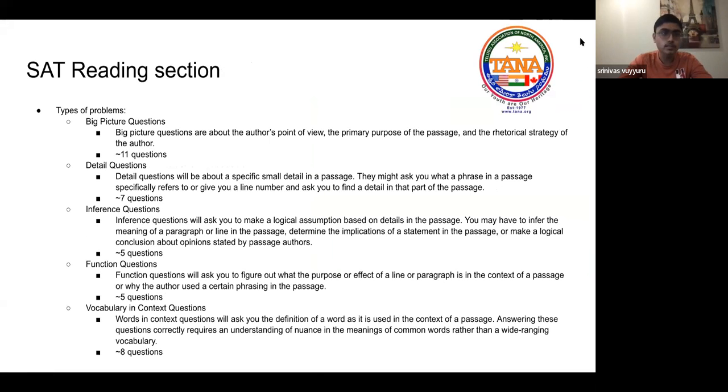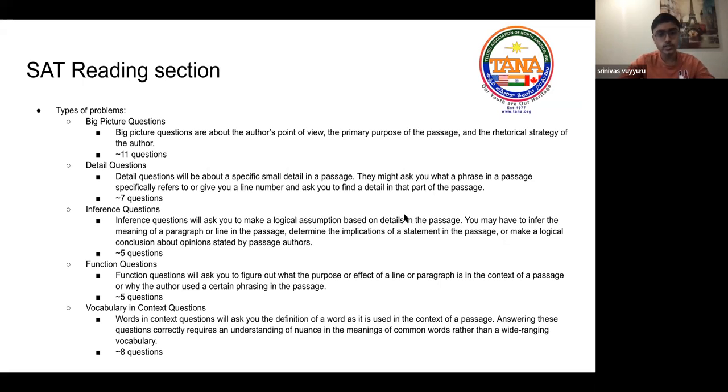So the types of problems in the SAT reading section: you have big picture questions, which ask about the author's point of view and the main purpose of the passage, and what it's trying to accomplish, which is around 11 questions. You have detail questions, which ask you about a specific detail in a passage. They can refer to a specific line in the passage and ask you what it means, or they give you a line number and ask you to find a detail that helps represent it. This is usually 7 questions.